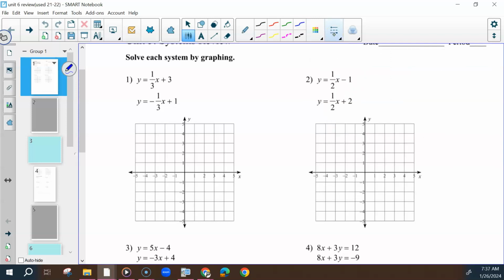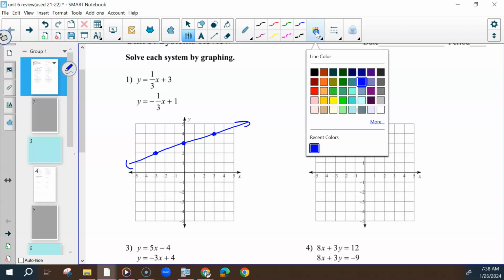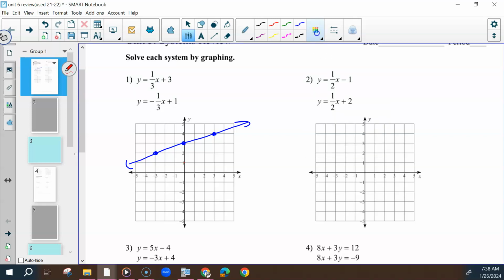Okay, for number 1, you should have just graphed these. The first one starting at positive 3, up 1 to the right 3, down 1 to the left 3, connect the points. Make sure you have arrows at the ends. The other one, starting at positive 1, go up 1, left 3, down 1, right 3, connect the points. And the solution is where they cross at negative 3, 2. That's it.